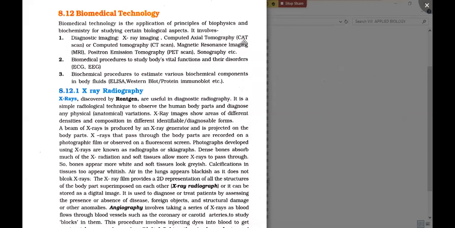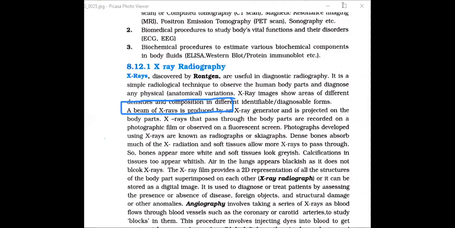So first of all, let us start with X-ray radiography. The story begins with X-ray radiography. Any diagnostic imaging, biomedical or biochemical procedure we go through, we are going to classify it in two parts. The basic thing is the mechanism. The first thing we'll go with is the mechanism, so that we learn the mechanism first.